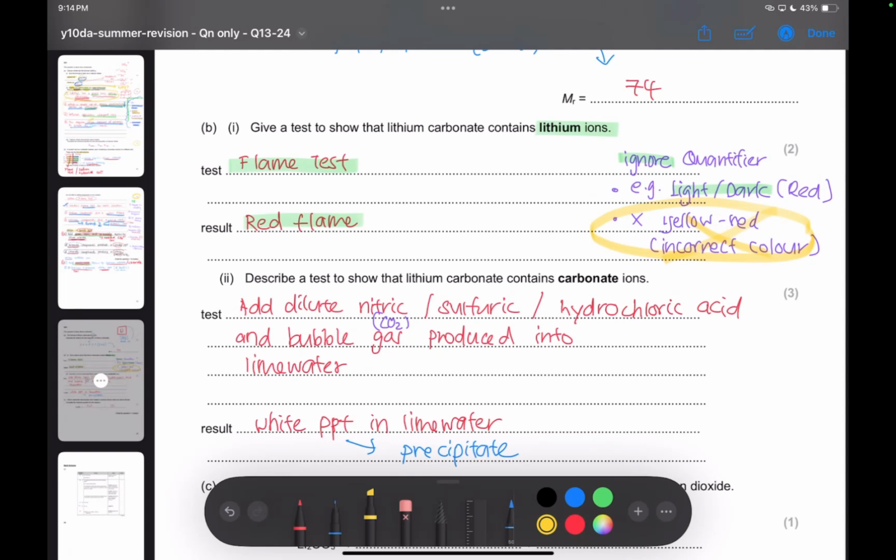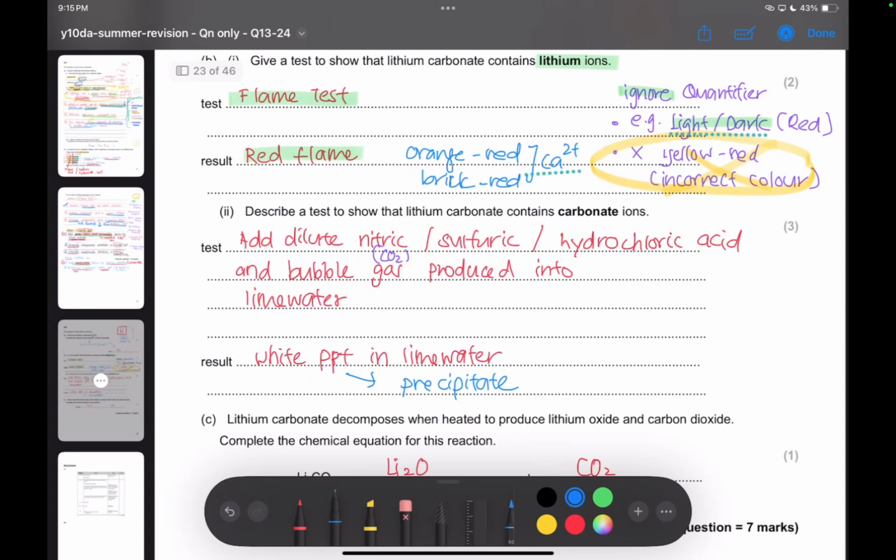If you have another color that's linked to red, in this case yellow red or orange red, you will get no marks. Just a quick recap: orange red or brick red is what we use to describe the calcium ion. I remember calcium having 2 parts to its color because calcium is from group 2, so there are 2 colors linked to its flame test. That's how I recall it.